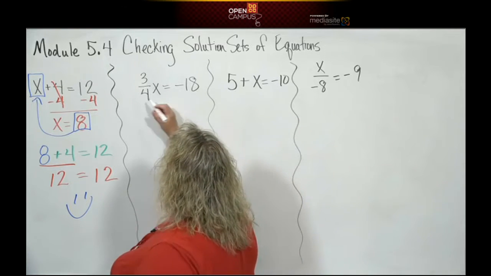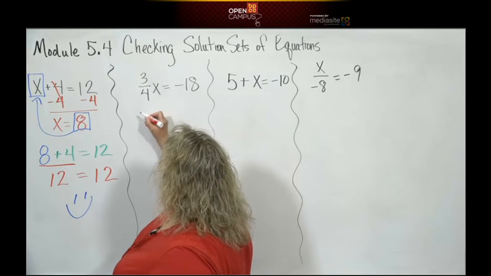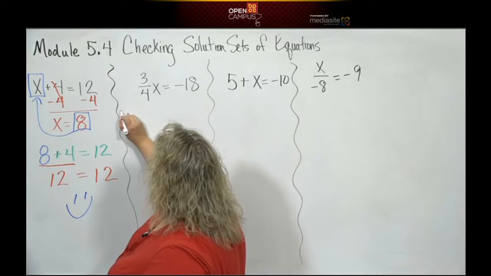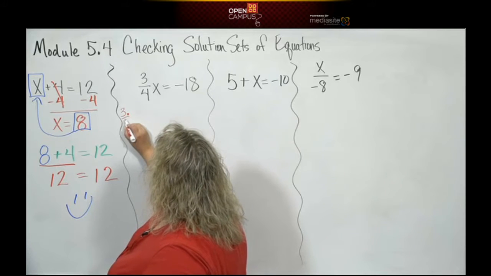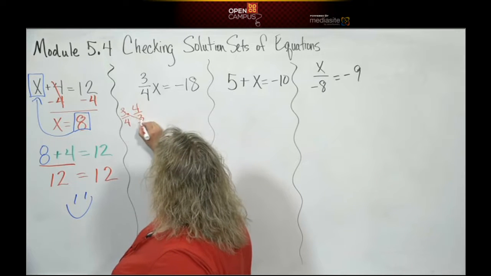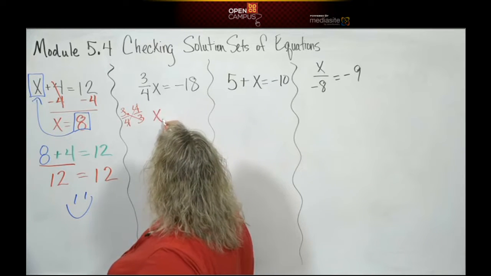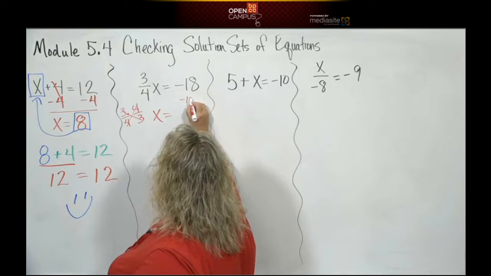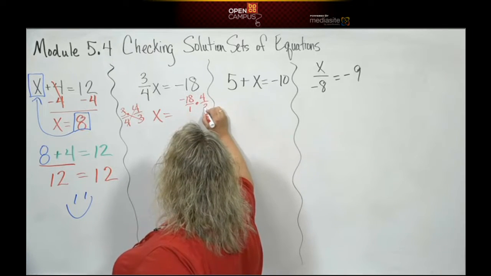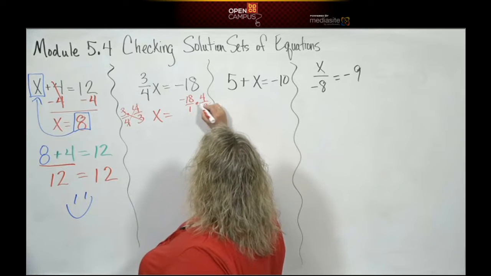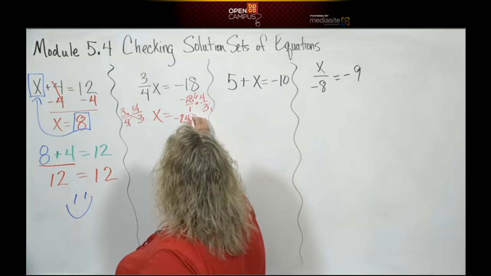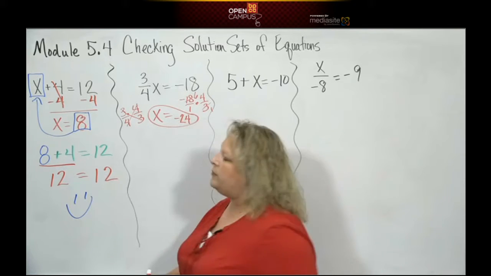On this one, you had to multiply by the reciprocal to do the opposite. So that was times 4/3. So I had 3/4 times 4/3, and that gave me 1x. Over here I had negative 18 over 1, and I multiplied that by 4/3, and then I reduced it 1 and 6, and that gave me negative 24. Okay, so the answer that I got was negative 24.